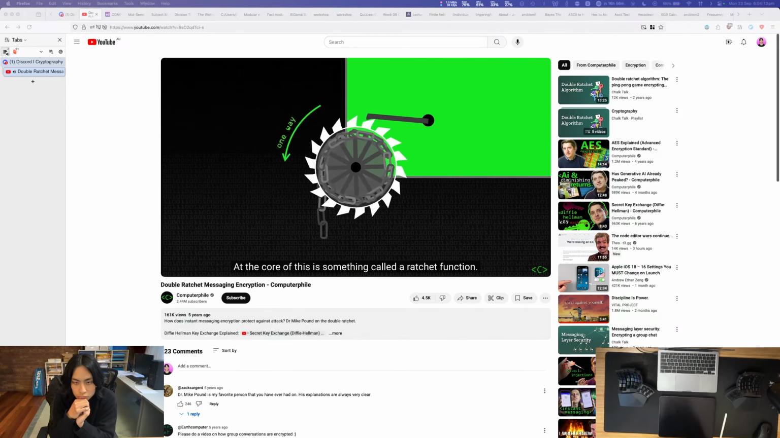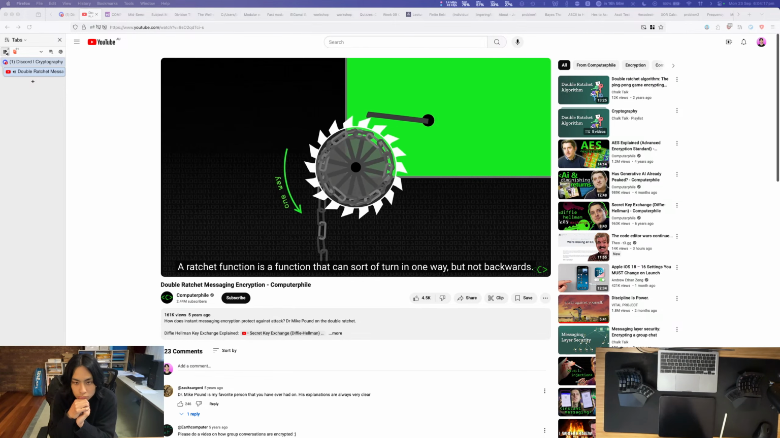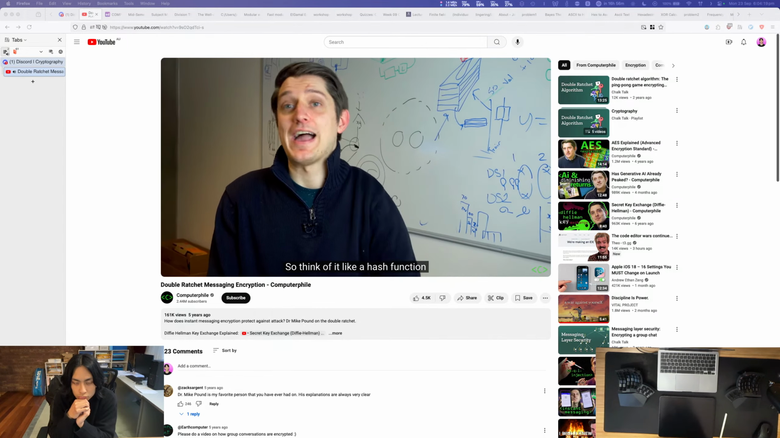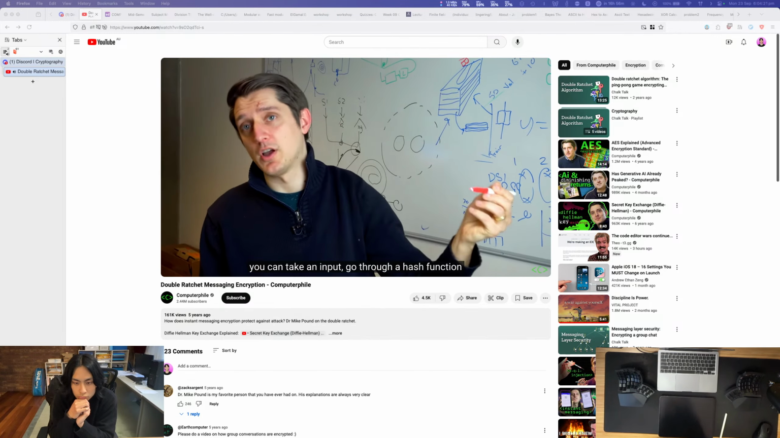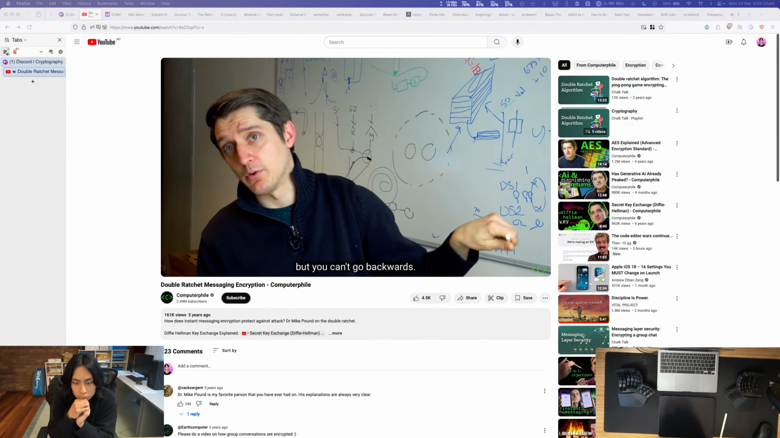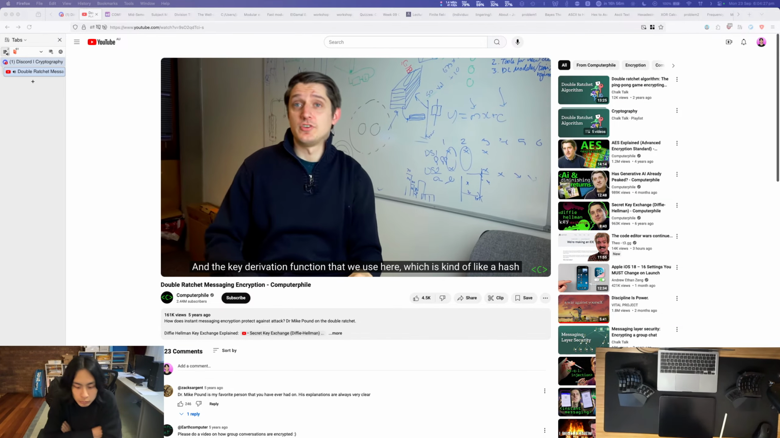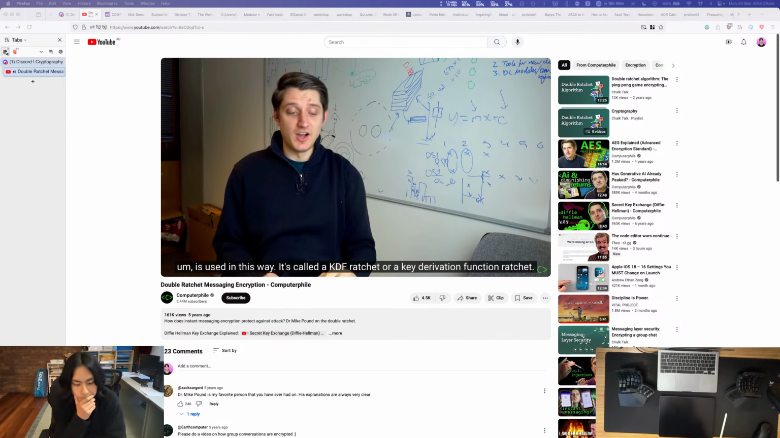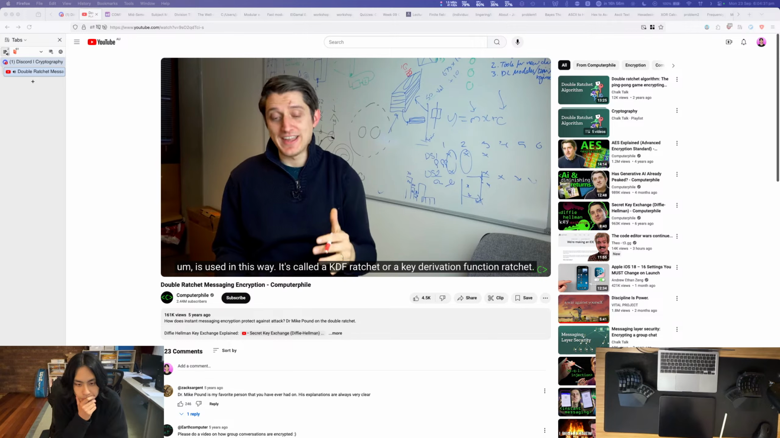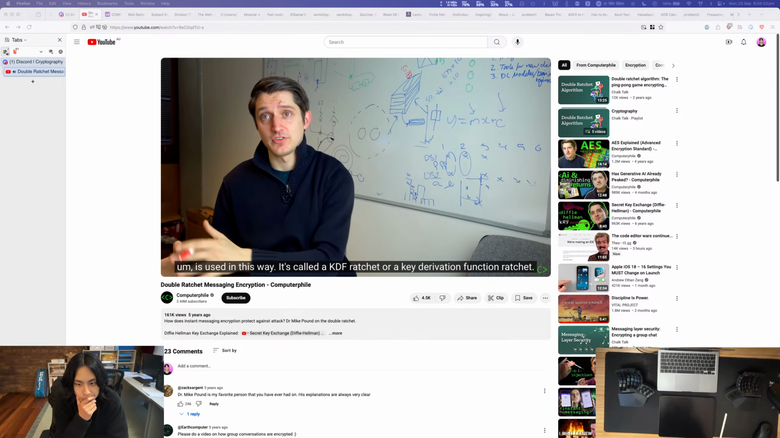At the core of this is something called a ratchet function. A ratchet function is a function that can turn one way but not backwards. So think of it like a hash function. You can take an input, go through a hash function, but you can't go backwards. So that's kind of like a ratchet. And the key derivation function that we use here, which is kind of like a hash, is used in this way. It's called a KDF ratchet, or key derivation function ratchet.